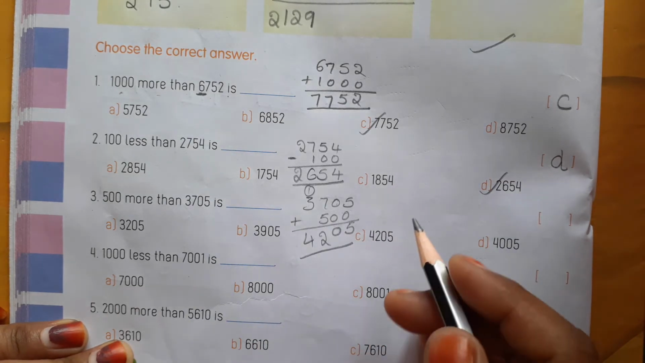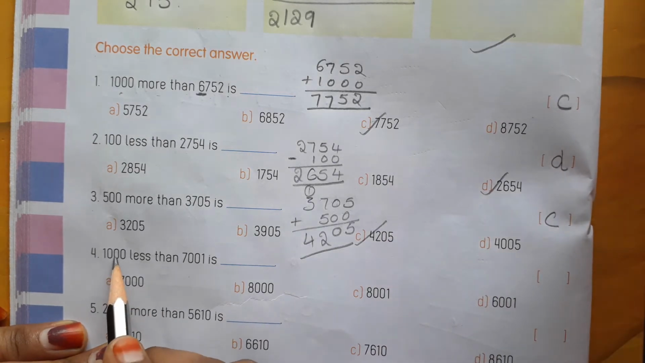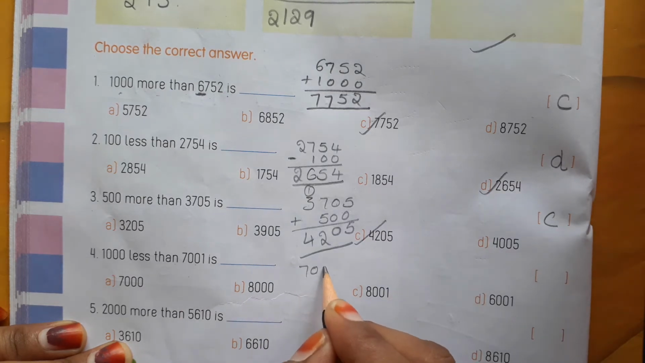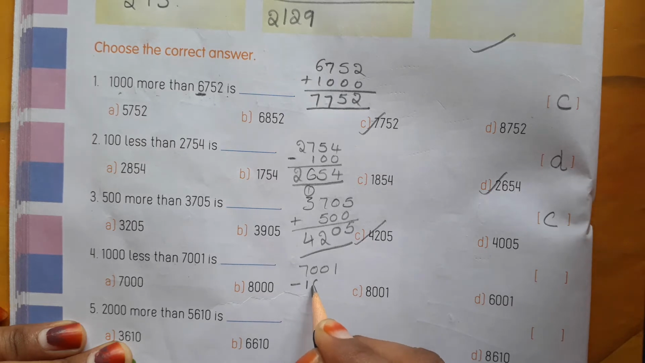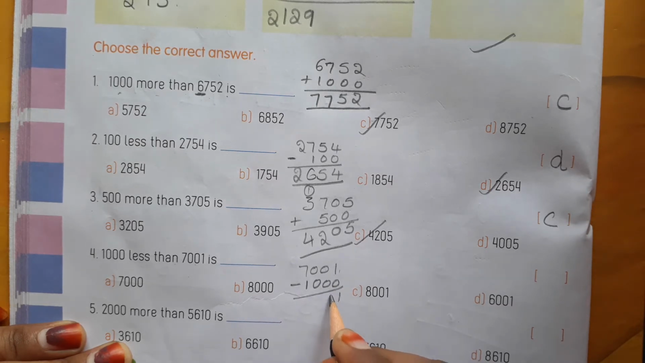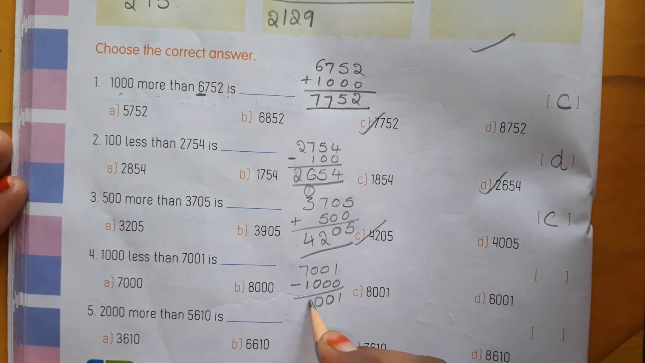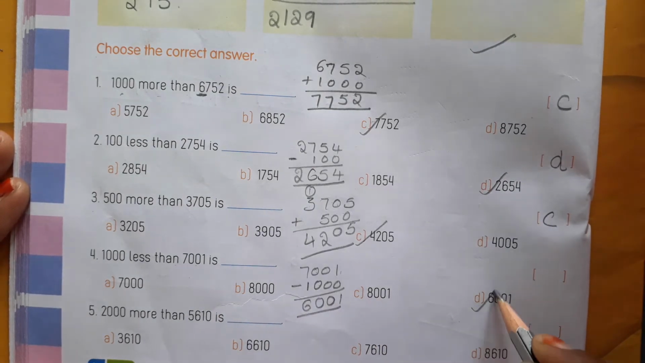4205. In which option? Option C. Next one. 1000 less than 7001. 7001 less than means minus 1000. So 1 minus 0, 1. 0 minus 0, 0. 0 minus 0, 0. 7 minus 1, 6. 6001. Where is the number? In option D.